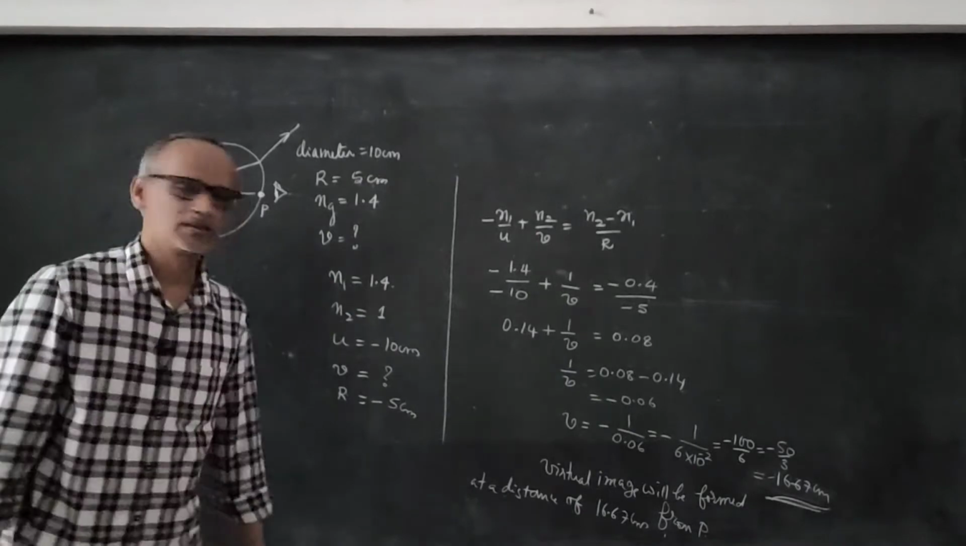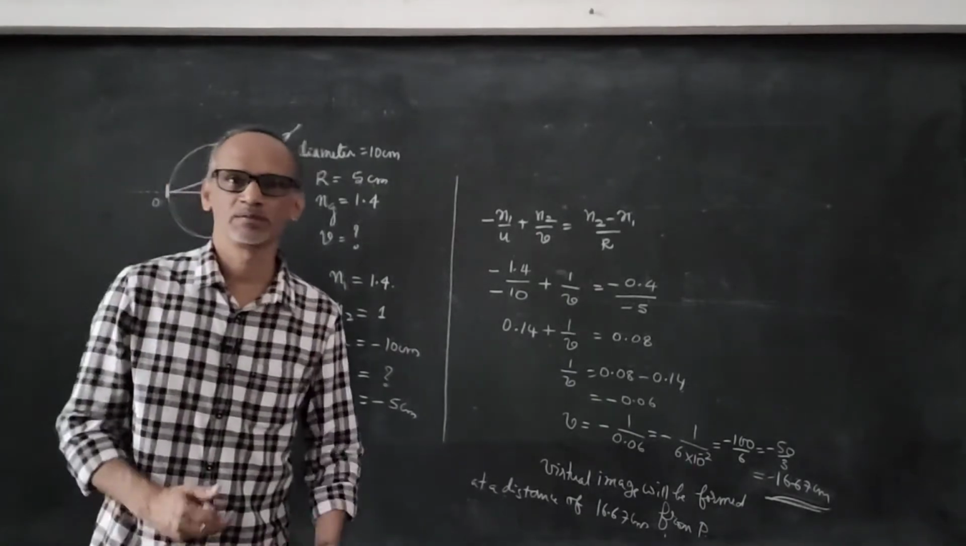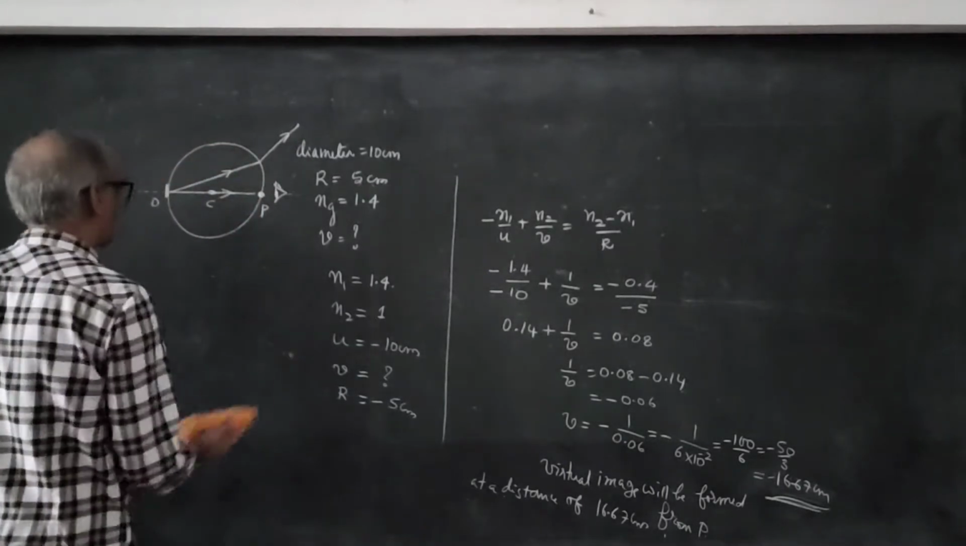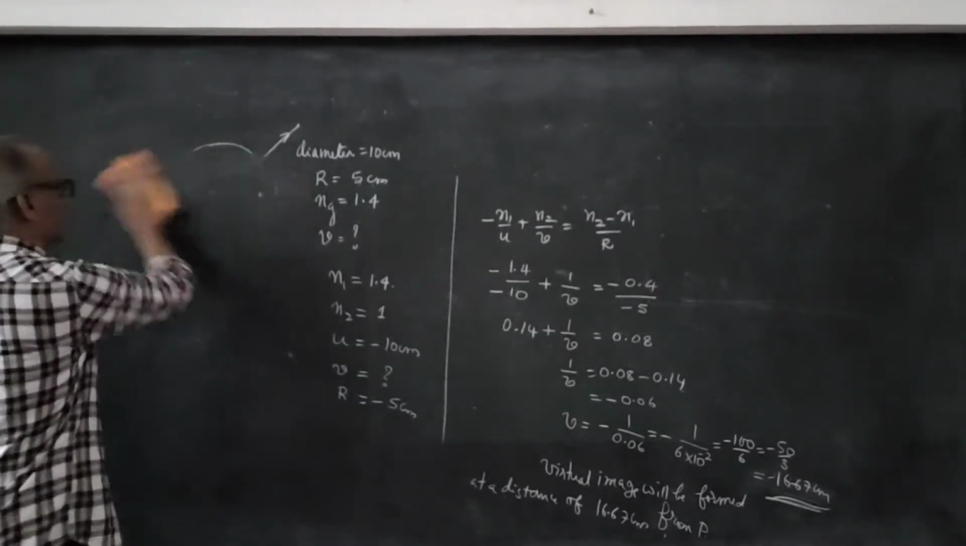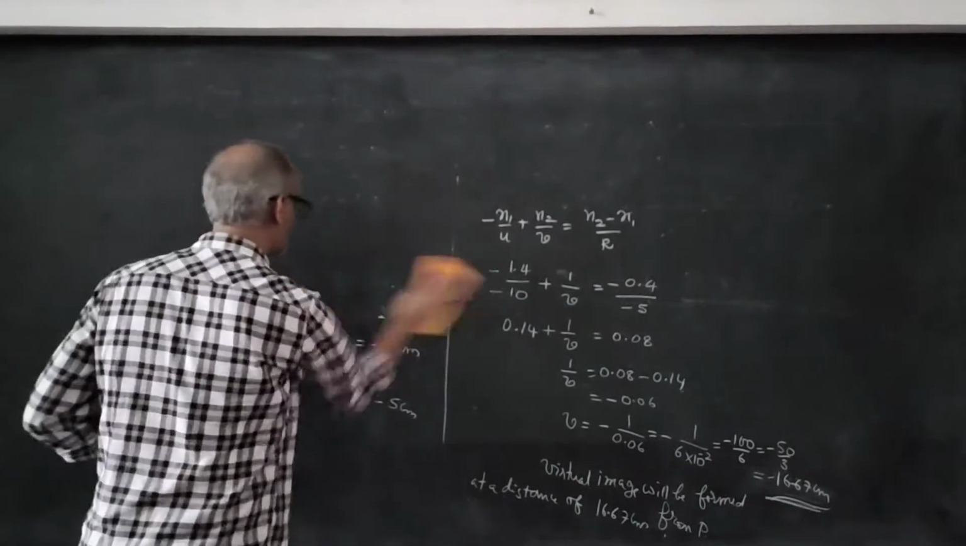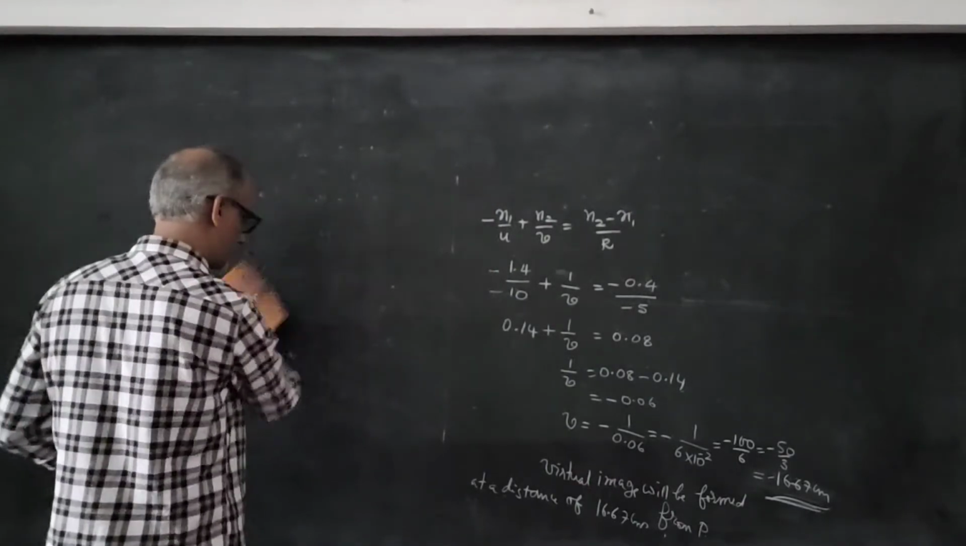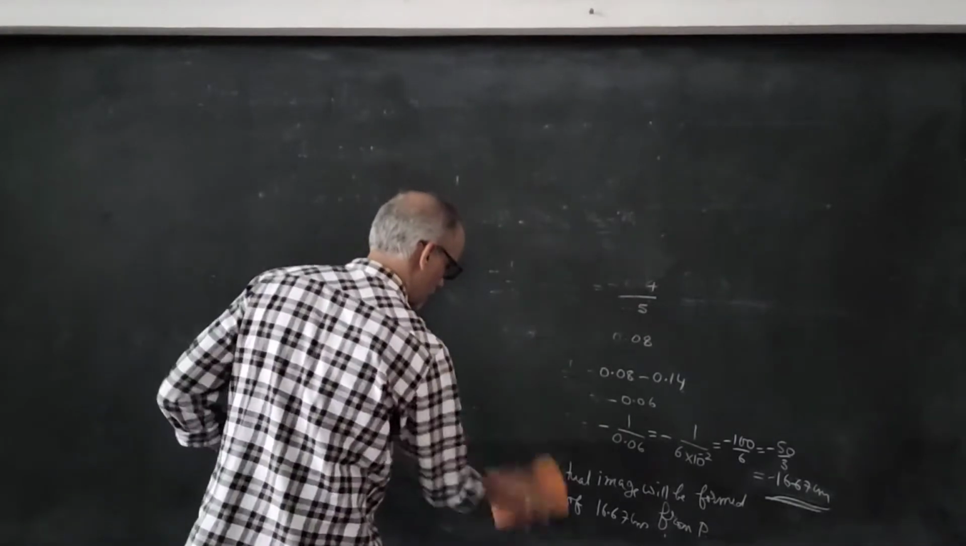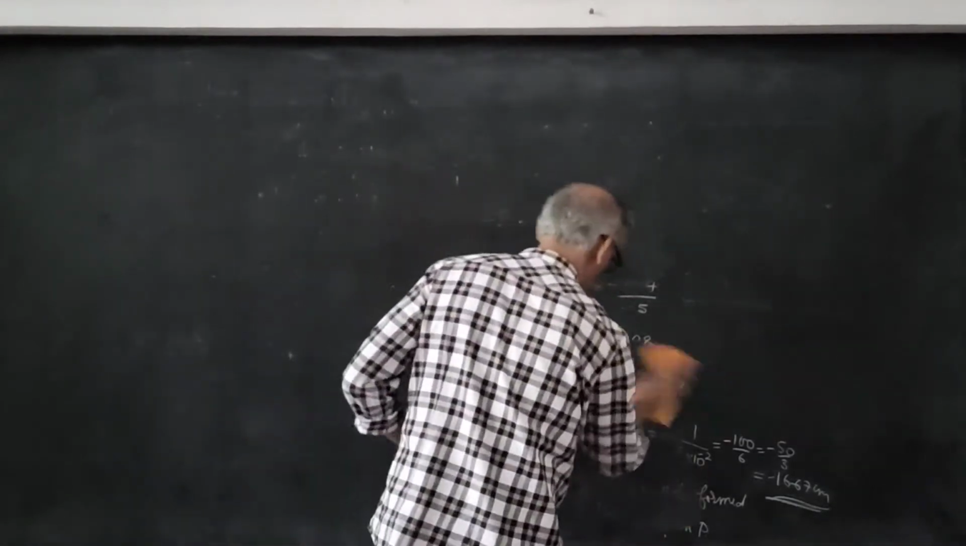Fine. So this is the application of that derivation, which I have derived here in the last class. So hope all have understood. And let's see more about this particular chapter. We are going to learn about a device, and the device is called lens.